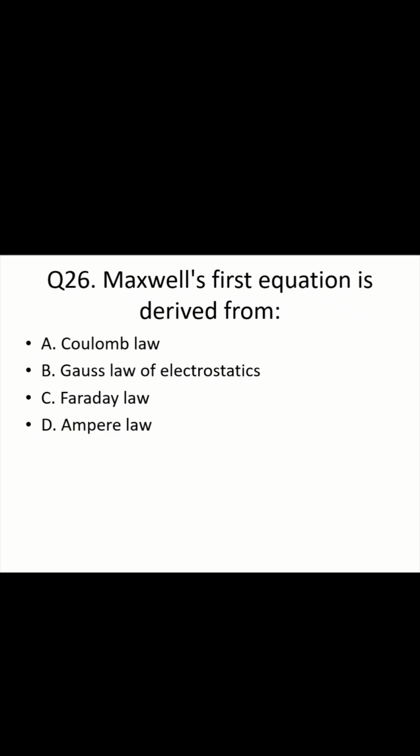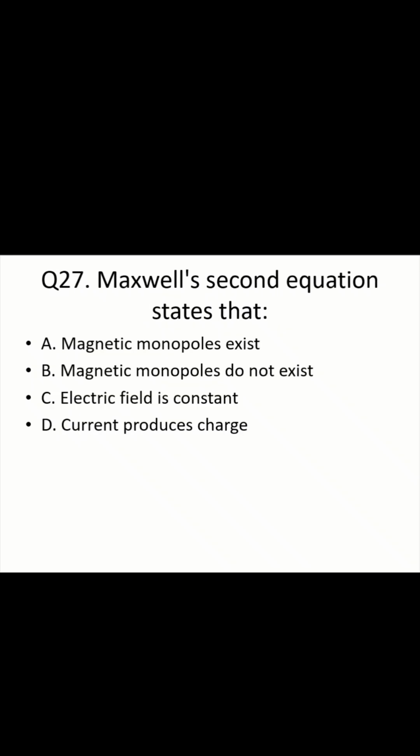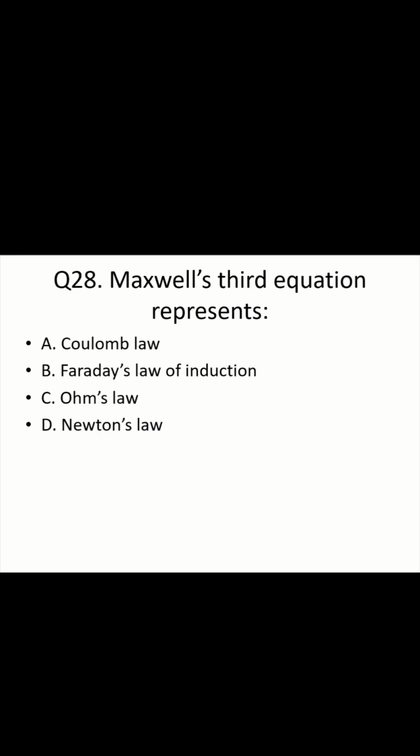Maxwell's first equation is derived from Coulomb's law, Gauss law of electrostatics, Faraday's law, or Ampere's law. Correct option is option number B, Gauss law of electrostatics. Maxwell's second equation states that magnetic monopoles exist, magnetic monopoles do not exist, electric field is constant, current produces charge. So the correct option is option number B, that is magnetic monopoles do not exist.